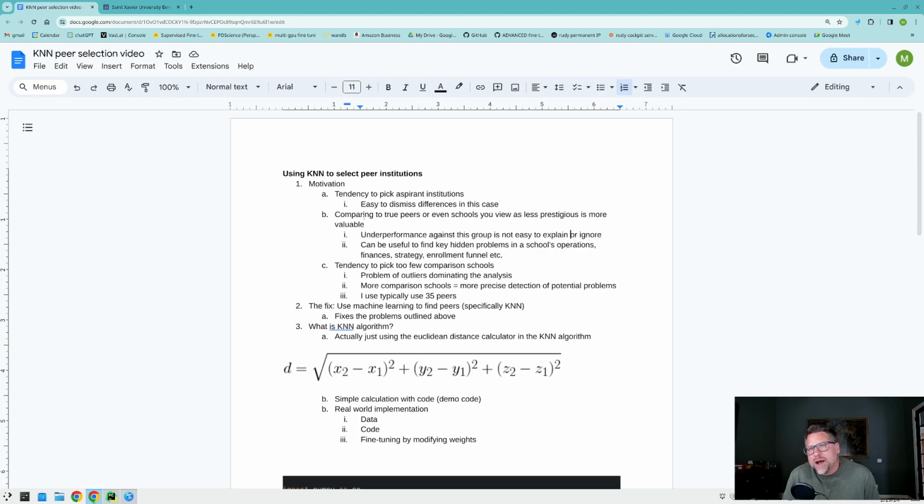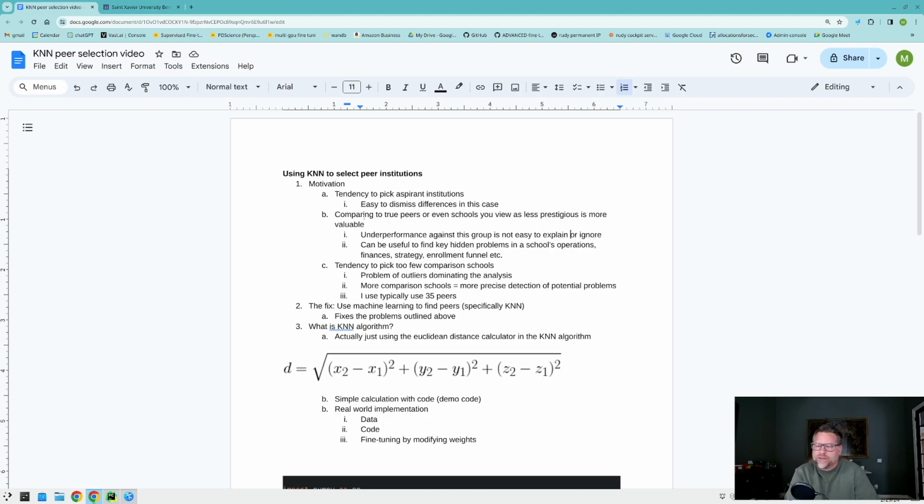So the big problem with populating your benchmarking with just those kinds of schools is that it's easy to say, oh, shucks, we're not like them. We can't be like them right now, but we're going to try to get there. And the study's not very useful in that sense, because it's really easy to dismiss any differences that you find, for good reason. A lot of you just don't have the resources.